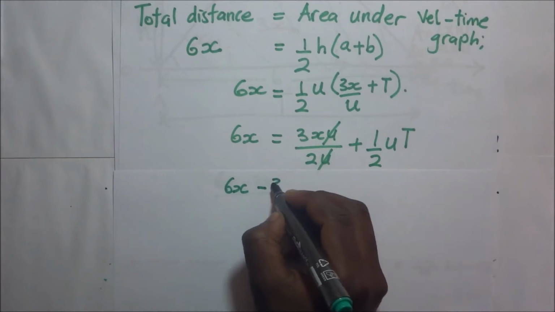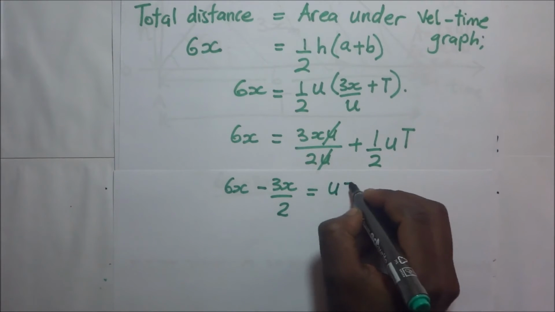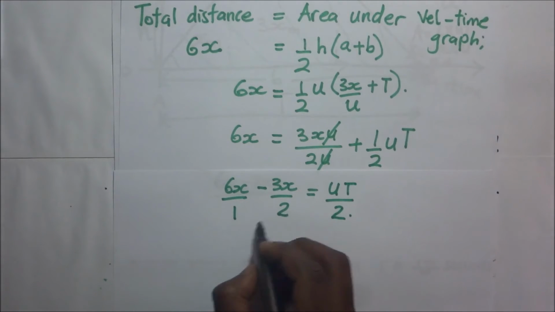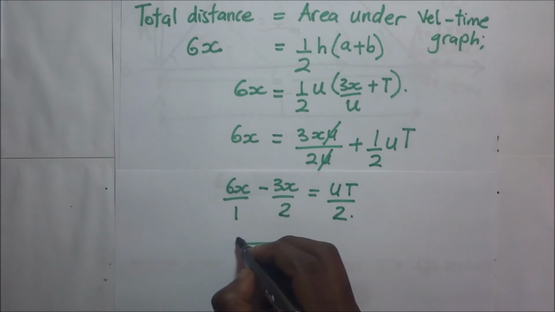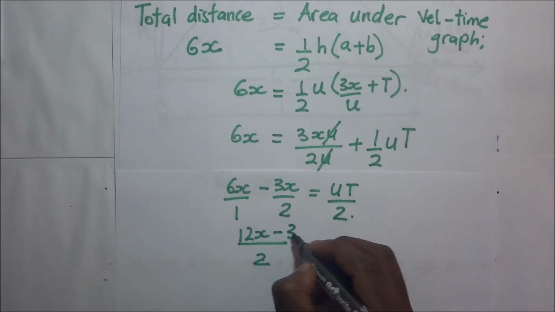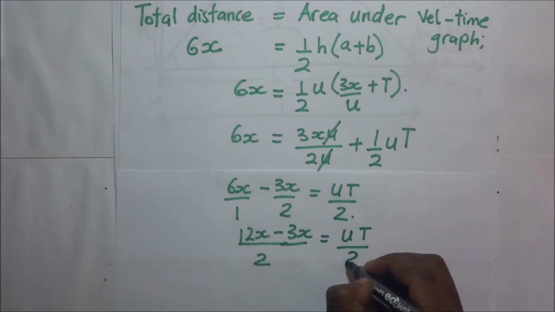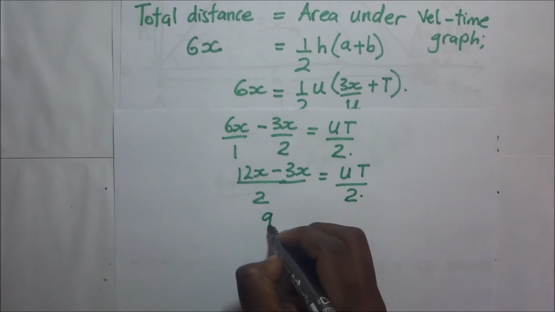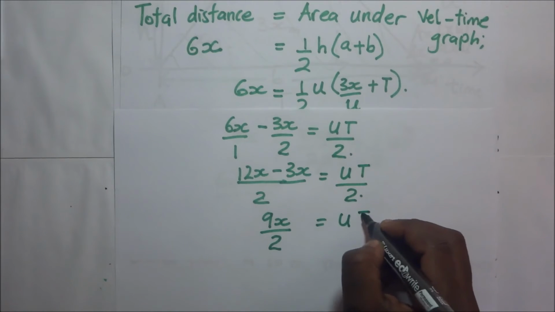6x minus 3x over 2 is going to give us uT over 2. Divide that by 1. The LCM here is 2. 2 divided by 1 is 2, 2 times 6x is 12x. Minus 2 divided by 2 is 1, 1 times 3x is 3x. It is going to give us uT over 2. 12 minus 3 gives us 9x over 2, which is going to be equal to u capital T over 2.